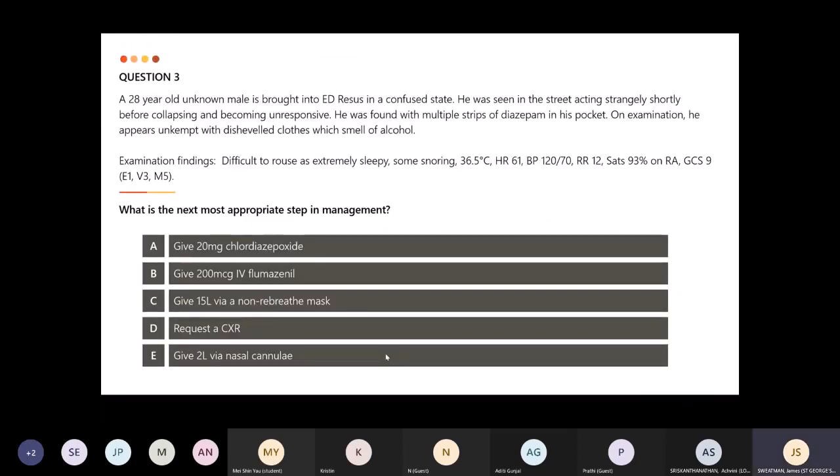Question 3. So, a 28-year-old unknown male brought into ED resus in a confused state. He was seen in the street acting strangely shortly before collapsing and becoming unresponsive. He was found with multiple strips of diazepam in his pocket. On examination, he appears unkempt with disheveled clothes which smell of alcohol. Examination findings: he's difficult to rouse as extremely sleepy, some snoring, 36.5 degrees temperature, heart rate 61, blood pressure 120/70, respiratory rate 12, SATs 93% on room air, GCS 9.